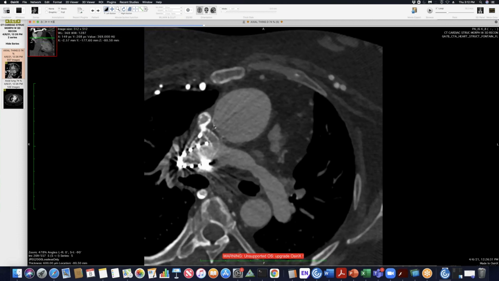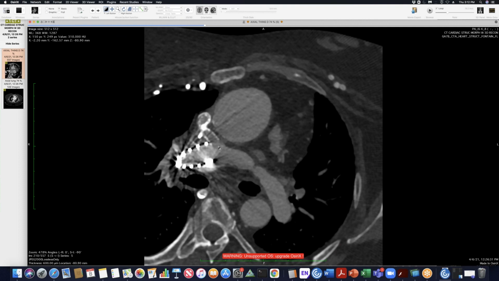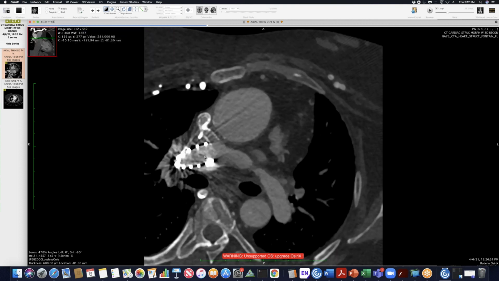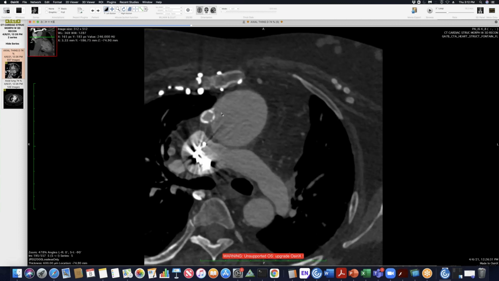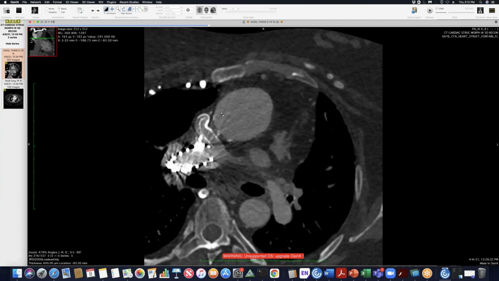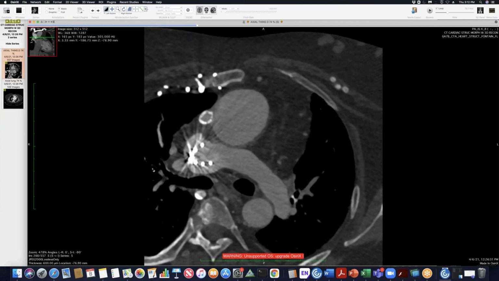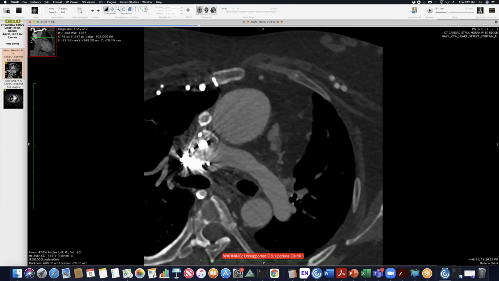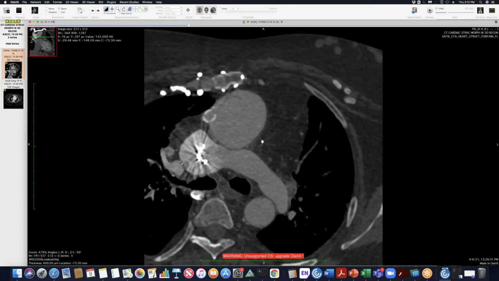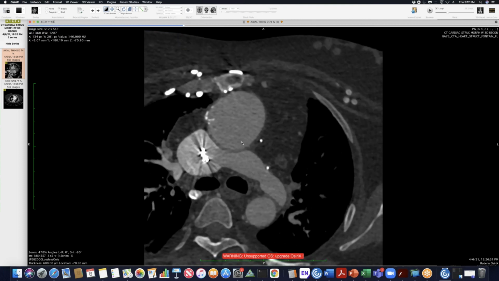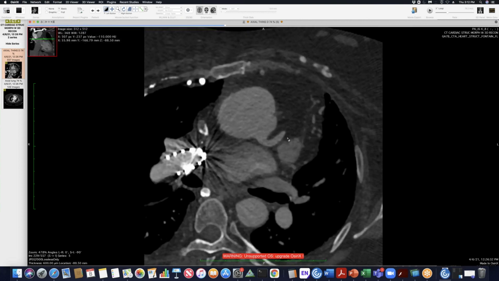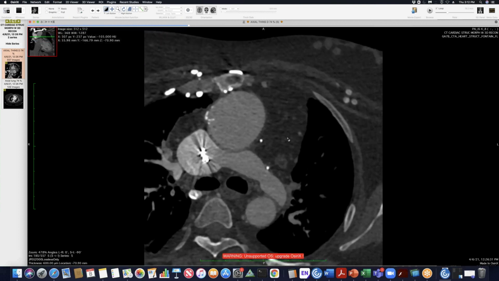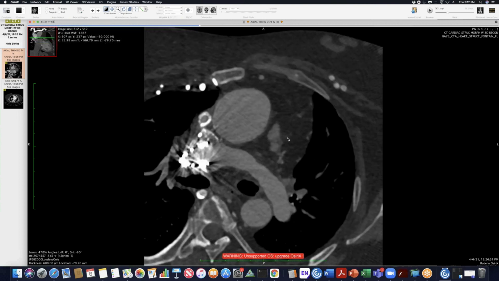And this functions as a right to left shunt, so it decompresses the high pressures in the right pulmonary artery and dumps them into the aorta, which is lower pressure. So this basically simulates an Eisenmenger syndrome, which in this case is more desirable than letting the PA pressures keep increasing.